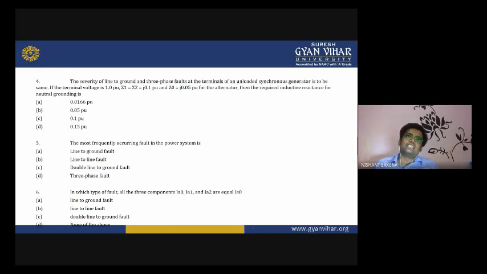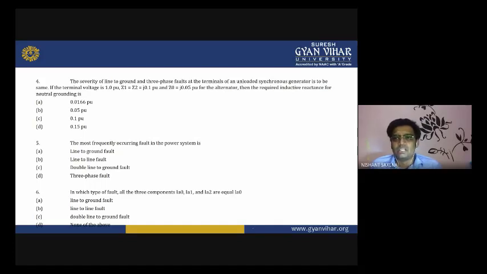The fourth question says the severity of a line to ground and the three-phase faults at the terminal of an unloaded synchronous generator is to be the same. If the terminal voltage is given, that is 1 per unit, and the positive and negative impedances, Z1 and Z2, are also given, which are equal to j0.1 per unit, and the zero sequence impedance is also given, that is j0.05 for an alternator, then the required inductive reactance for neutral grounding is what?